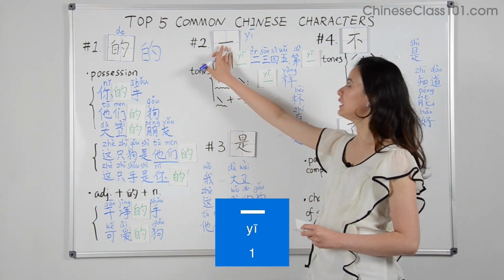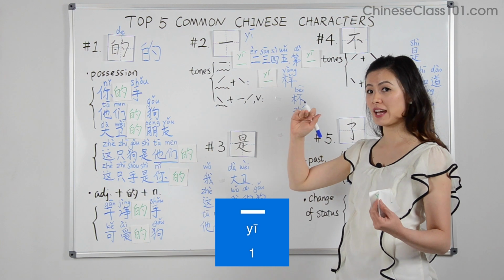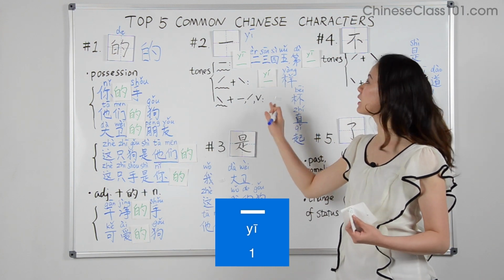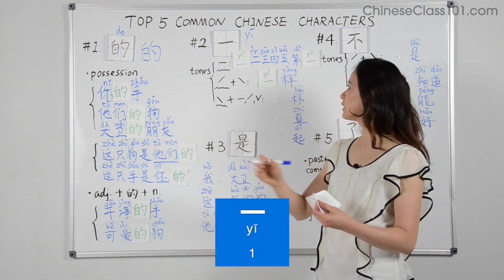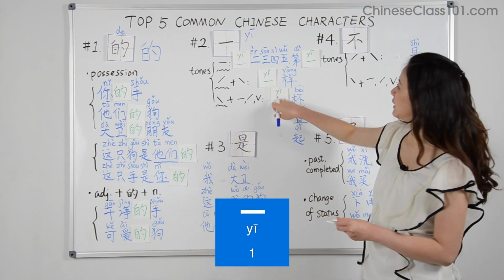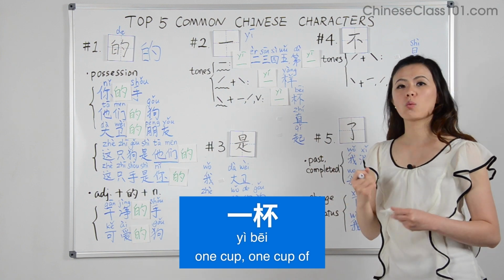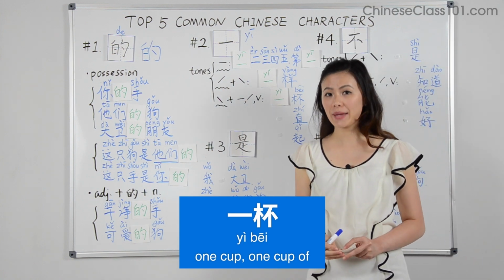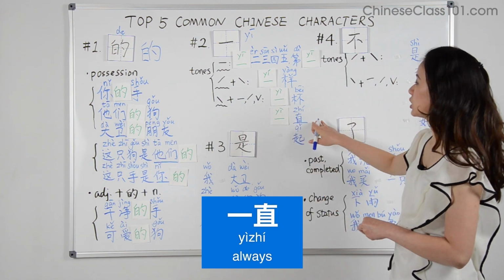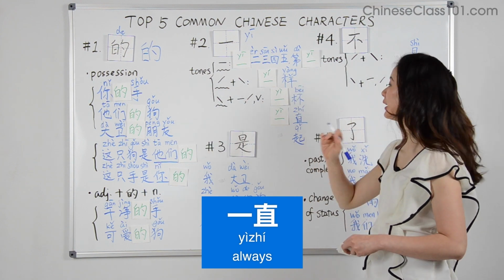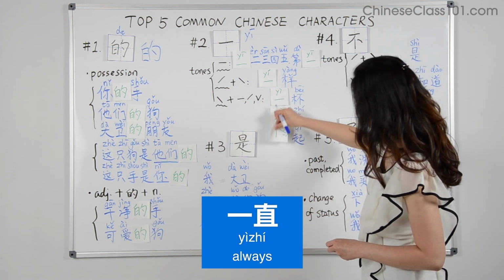Okay, when 一 is followed by the three other tones, first tone, flat, second tone, rising, third tone, down and up, 一 becomes the fourth falling tone. As in, 一杯 杯 first flat. 一杯 means one cup or one cup of. 一杯 and 一直 直 second rising tone. 一直 means always. 一直 and come on.